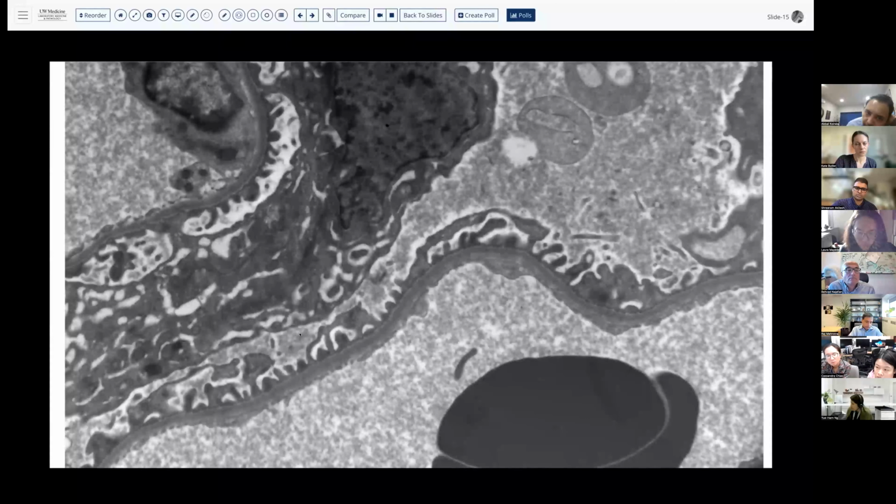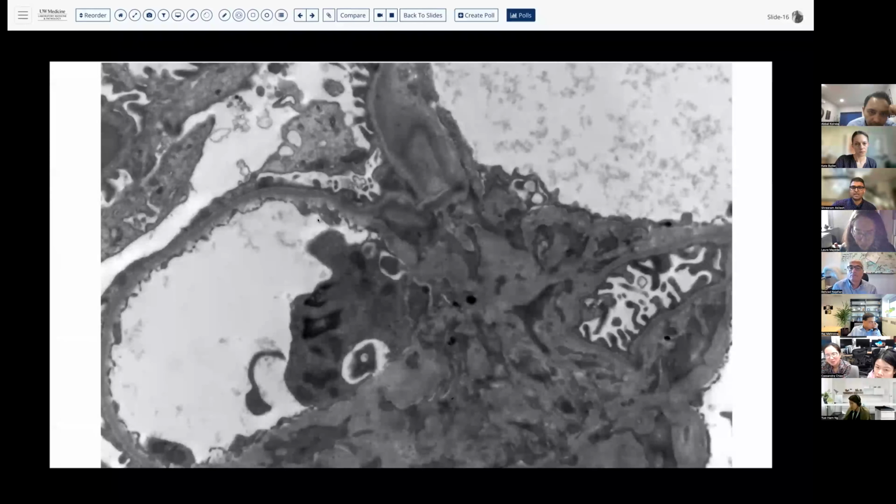And again, this particular view emphasizes that alternate foot processes are coming from a single cell. So this foot process and this foot process belong to a different cell compared to these ones over here. Again, very normal foot process architecture and basement membrane architecture. And that was the case for the majority of the biopsy.